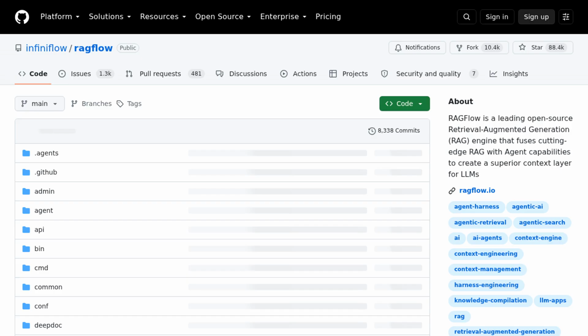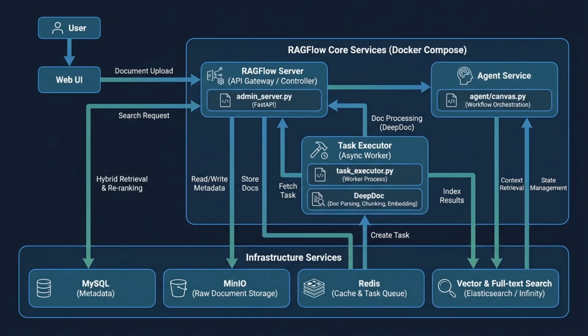It's built to be a better context layer for LLMs by combining retrieval augmented generation, known as RAG, with the power of AI agents. The project's growth is explosive, with over 88,000 stars on GitHub and nearly 500 new ones in just the last day. That kind of attention shows just how badly developers need a solution here. So, what's the core problem RAGFlow is built to solve?